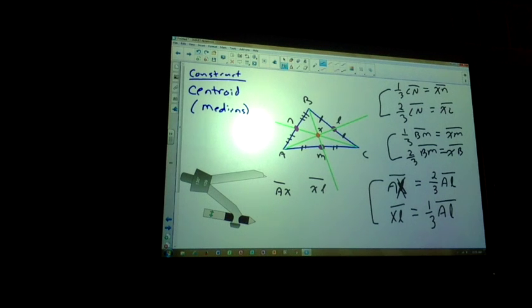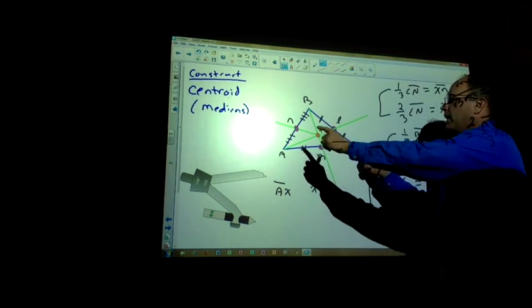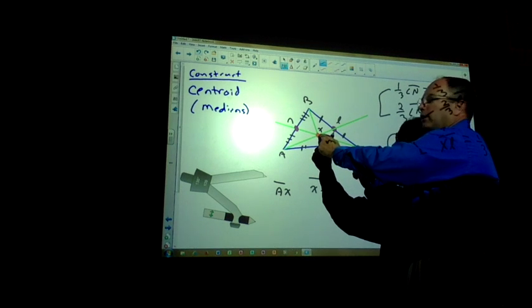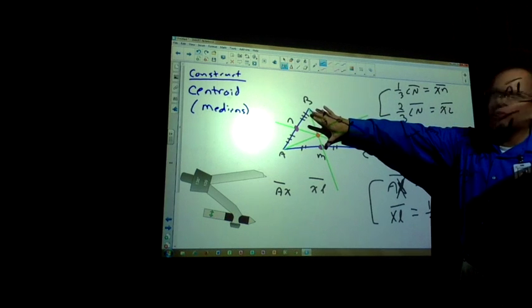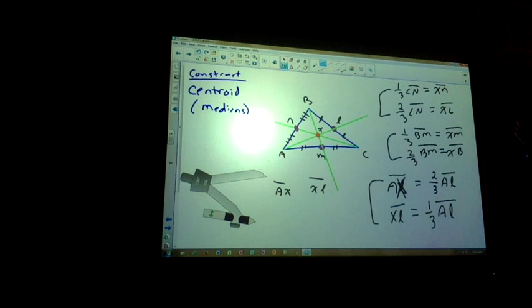Wait, so all of the medians that go from the vertices are all equal? No, they are not equal. This distance is not equal to this distance, is not equal to this. If I know this whole distance to be 12, this is 2/3 of 12, which is 8. This is 1/3 of 12, which is 4. That does not mean that this one has to follow suit. The relationships of the segment as a whole, from B to M, C to N, or A to L, is the 1/3, 2/3 relationship to the centroid.